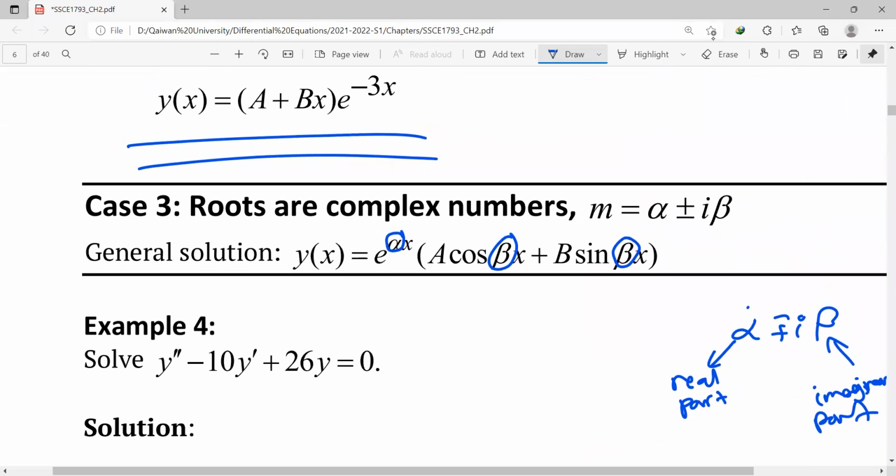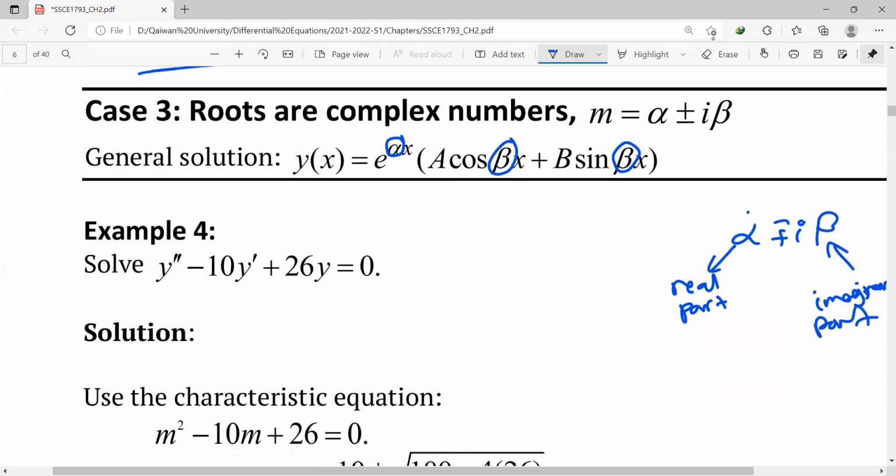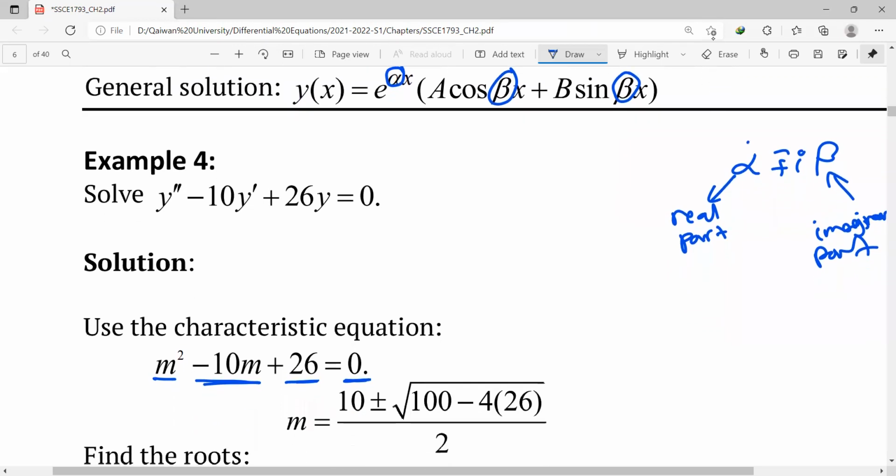Here we have y double prime minus 10y prime plus 26y equals 0. So the characteristic equation is m squared minus 10m plus 26 equals 0. To solve this characteristic equation, we cannot factorize, so we use the quadratic formula for finding the values of m. Minus b, where b is minus 10, is plus 10. Let me write down the rule. We say m equals minus b plus minus square root of b squared minus 4ac, dividing by 2.